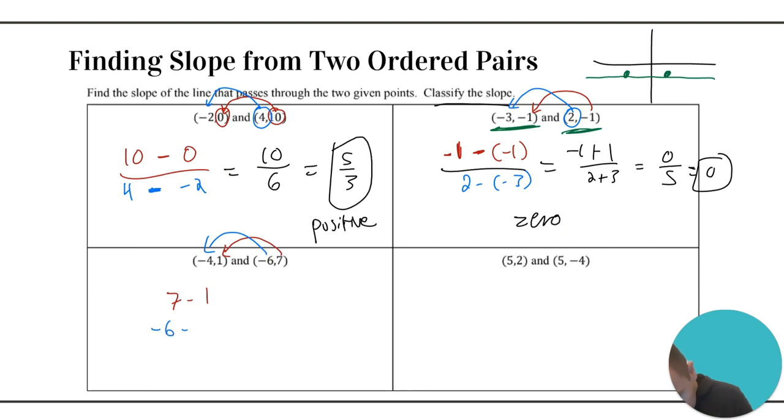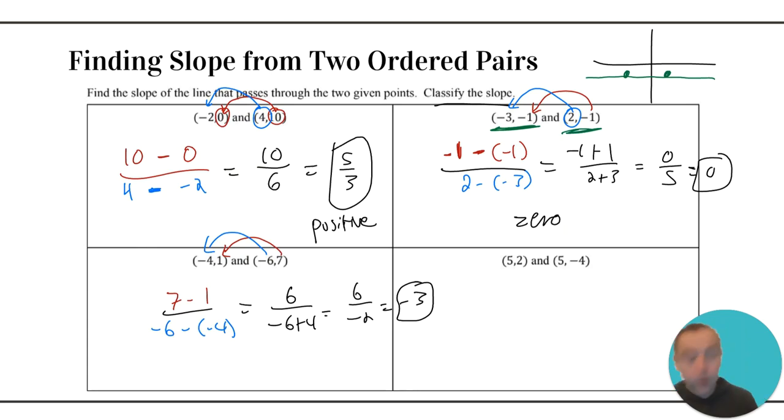-4, which would result in 6, and then -6 plus 4, which is 6 over -2, and then you could reduce that even to -3, right? So this ends up being a negative slope that we can classify that as.